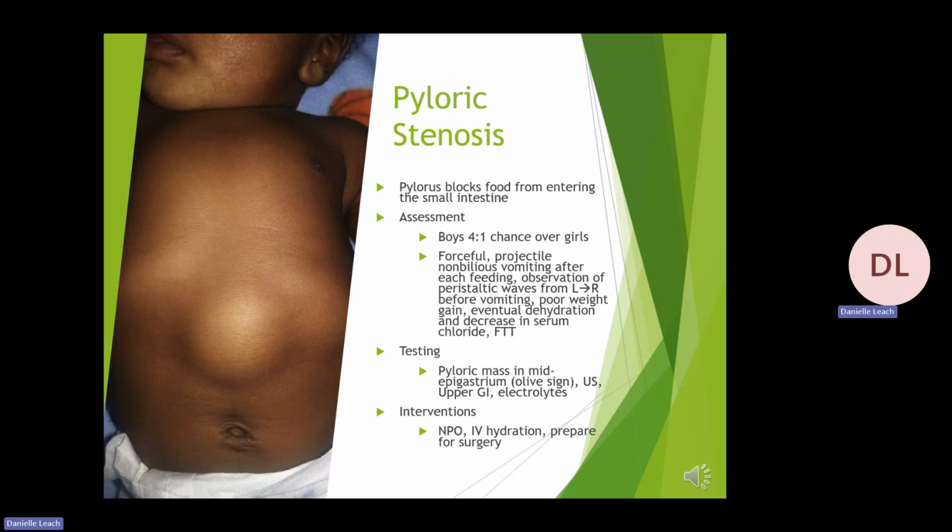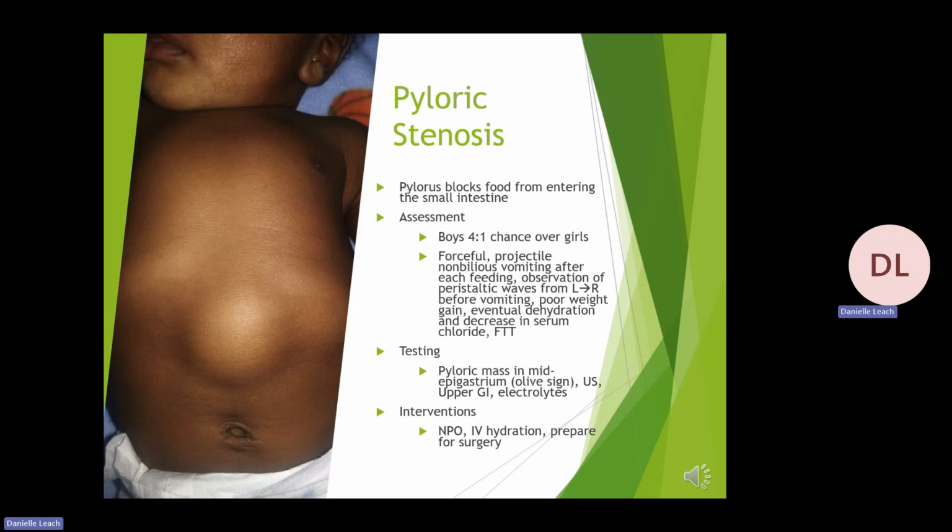You can also sometimes observe the peristaltic waves going from left to right before they vomit, depending on the size of the child. They'll usually have poor weight gain from the constant vomiting. Eventually, they can become dehydrated and have a decrease in their chloride levels, and they can have failure to thrive. Testing for this, like on this picture of this baby here, this is called an olive sign. I guess it sort of looks like an olive.